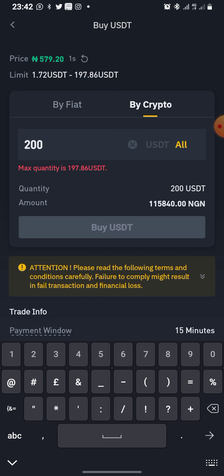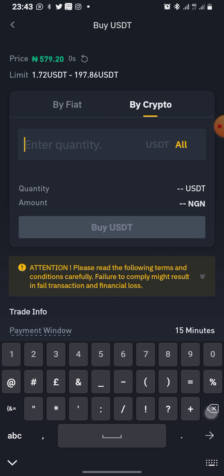Then by crypto, let's say I want to buy $200 worth of crypto, and if you notice, remember, look at the limit showing here is 197. Meaning I cannot buy more than 197 from this person, but I placed 200. So that was why that prompt of max quantity is 197 came up. So if I wanted to buy 200 USDT, it will cost me about 115k, about 115k 840 naira.